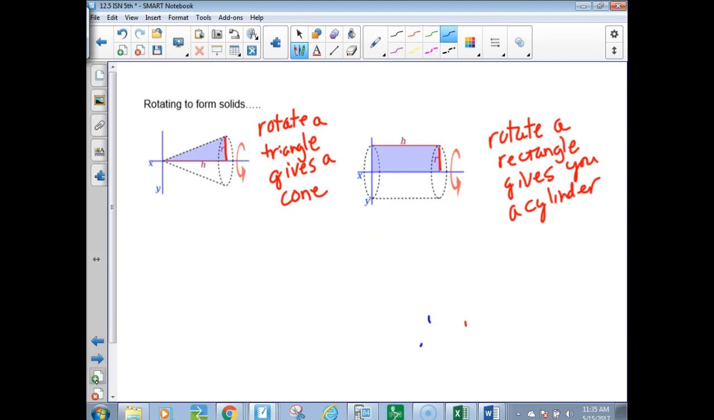Oh, is that next on the ISN? Okay, we'll talk about rotating solids a bunch tomorrow.